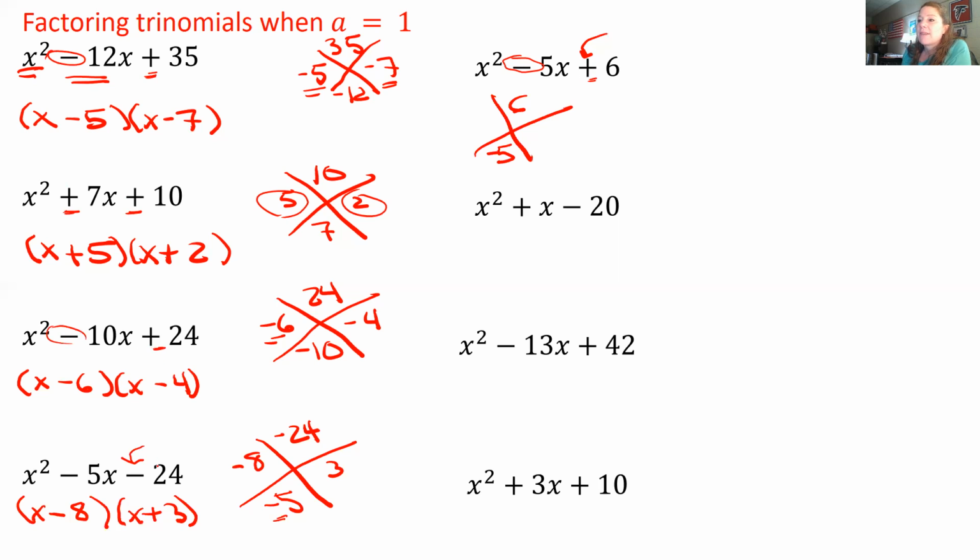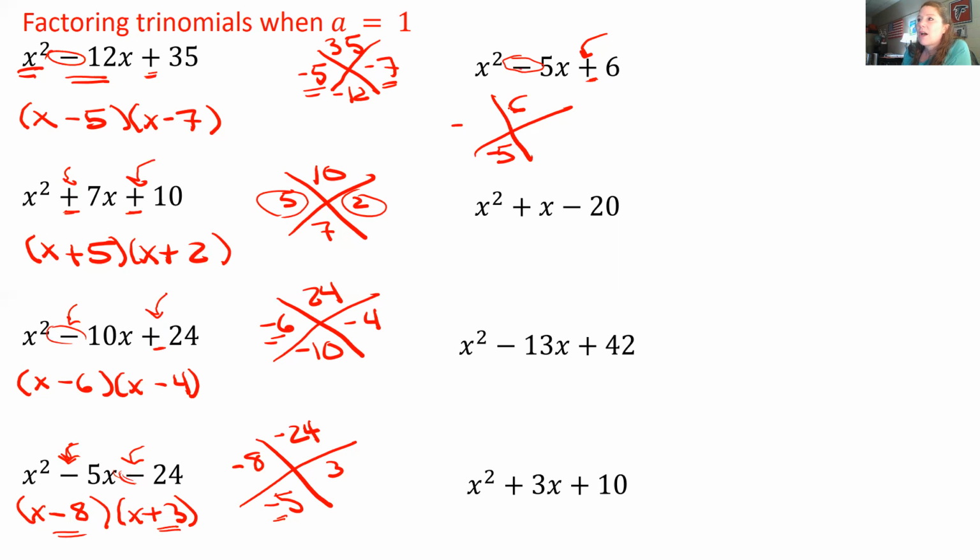When this is a negative, that means the signs must be different, and this tells me what the sign of the bigger number is. So as you start doing these and you see that pattern, it makes it a little easier, okay? If letter C is negative, it means your two signs are different, and this tells you the sign of the biggest number. If this is a positive, it means your signs have to be the same, and this tells you what those signs are. This means they're both positive. This means they're both negative.